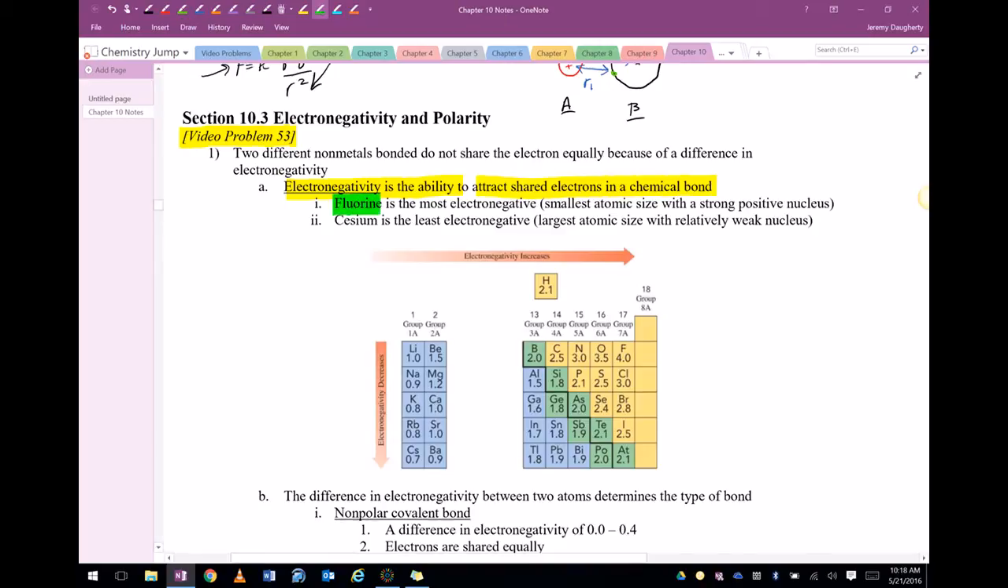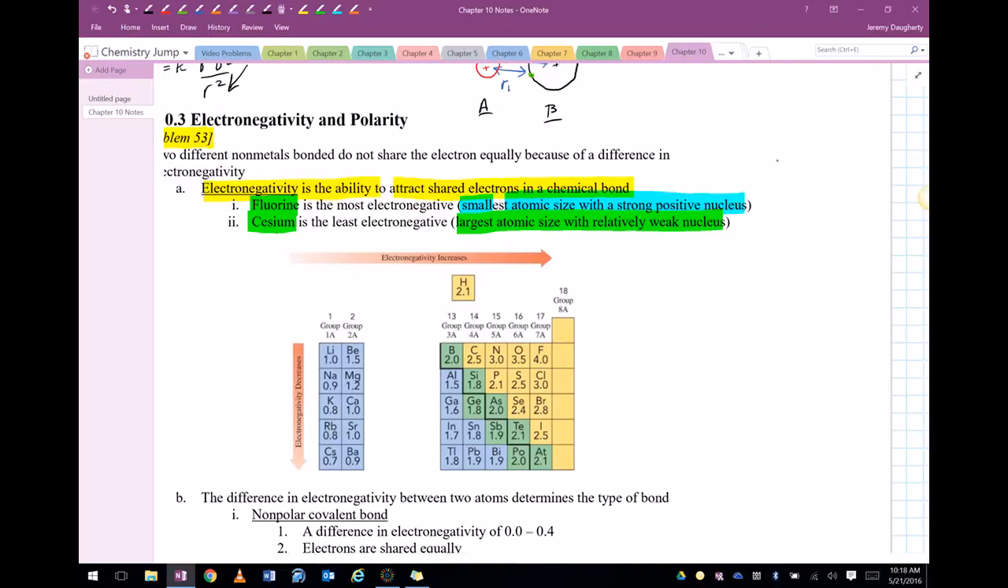Fluorine is the most electronegative. Cesium is the least electronegative, and you can see why. Why is fluorine the most electronegative? It has the smallest atomic size with a strong positive nucleus. Why is cesium the least electronegative? Large atom, relatively weak nucleus. So again, if we go back to our pictures, here's this small atom fluorine, here's this big atom cesium. The distance from this nucleus to the other atom's electron is large, where this distance from this nucleus to the other atom's electron is small.